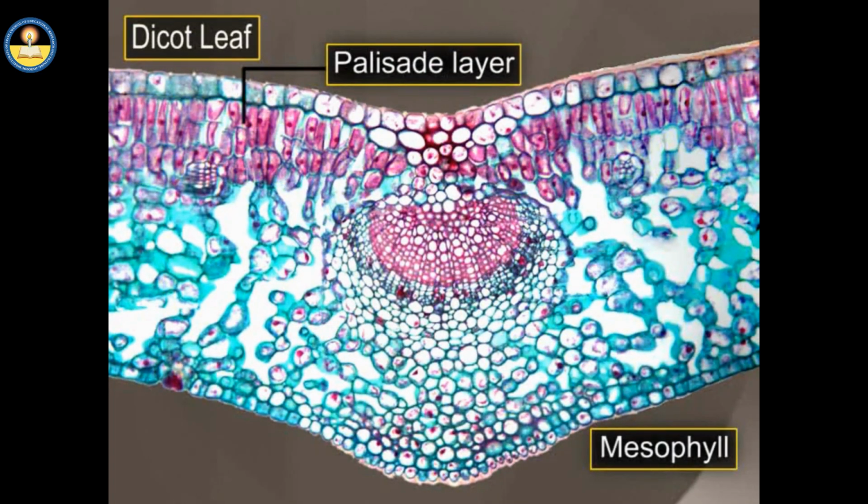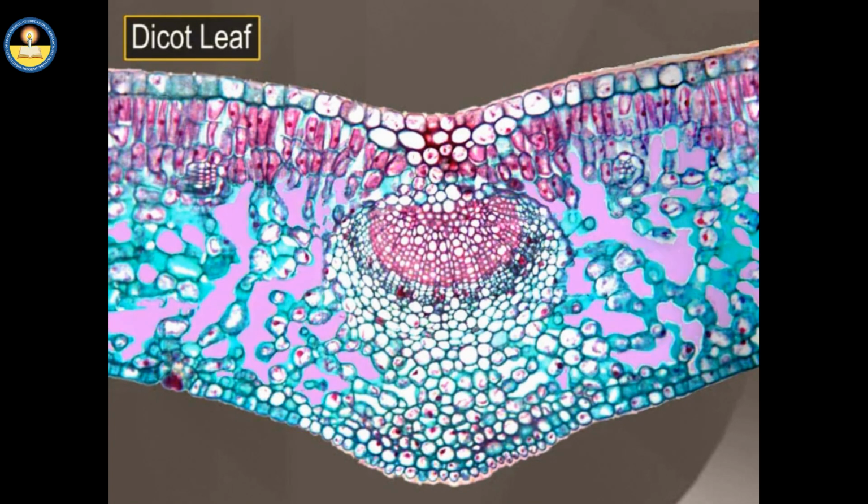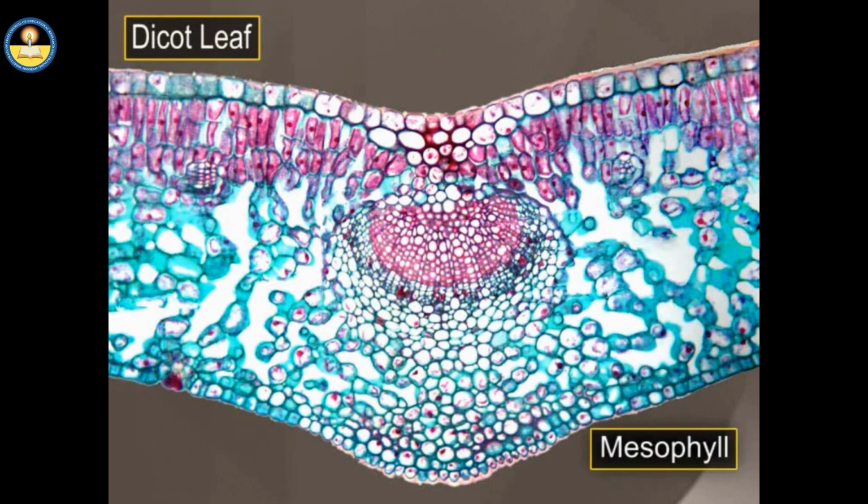Palisade cells are more column-like and lie just under the epidermis. The spongy cells are more loosely packed and lie between the palisade layer and the lower epidermis. The air spaces between the spongy cells allow for gas exchange. Mesophyll cells, both palisade and spongy, are enriched with chloroplasts, and this is where photosynthesis actually occurs.